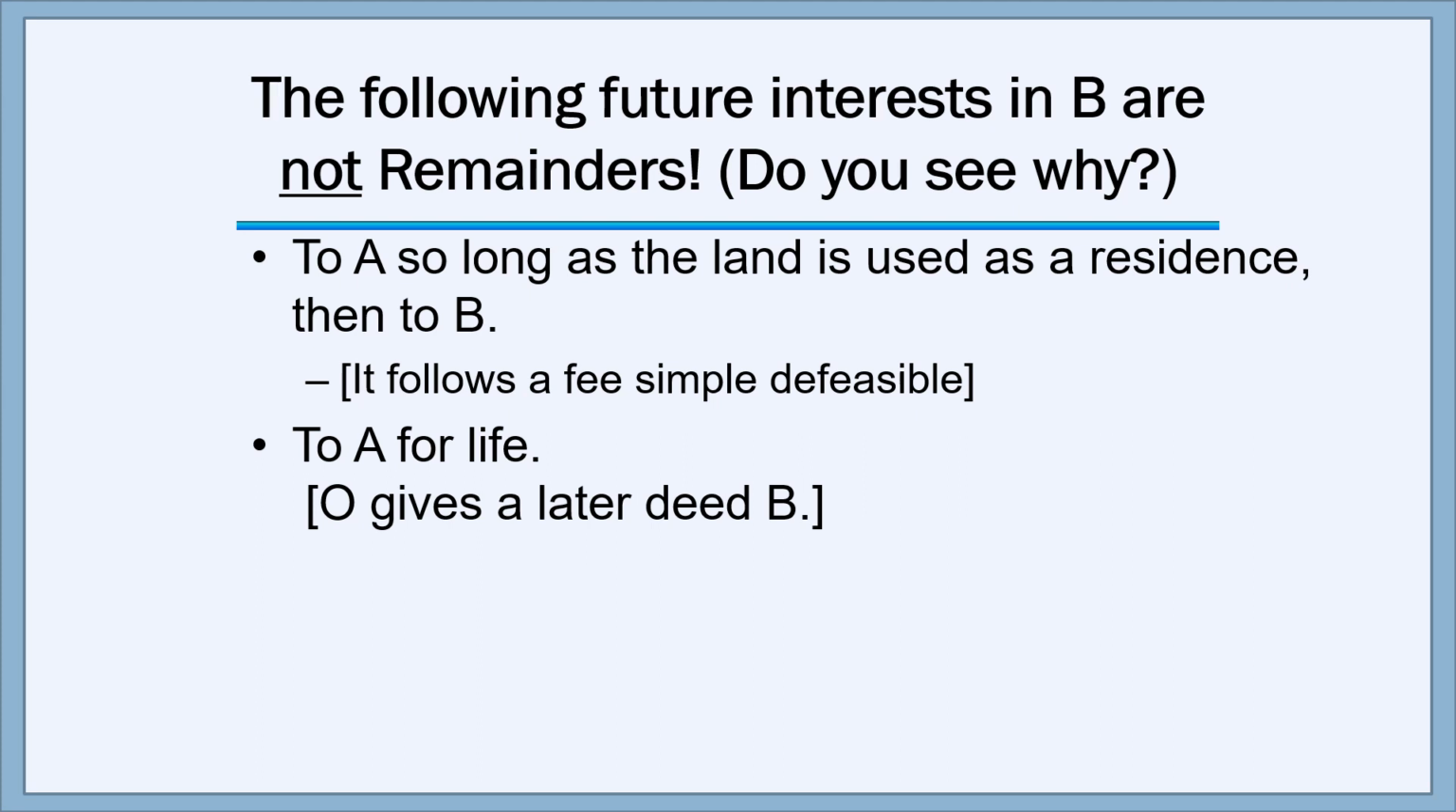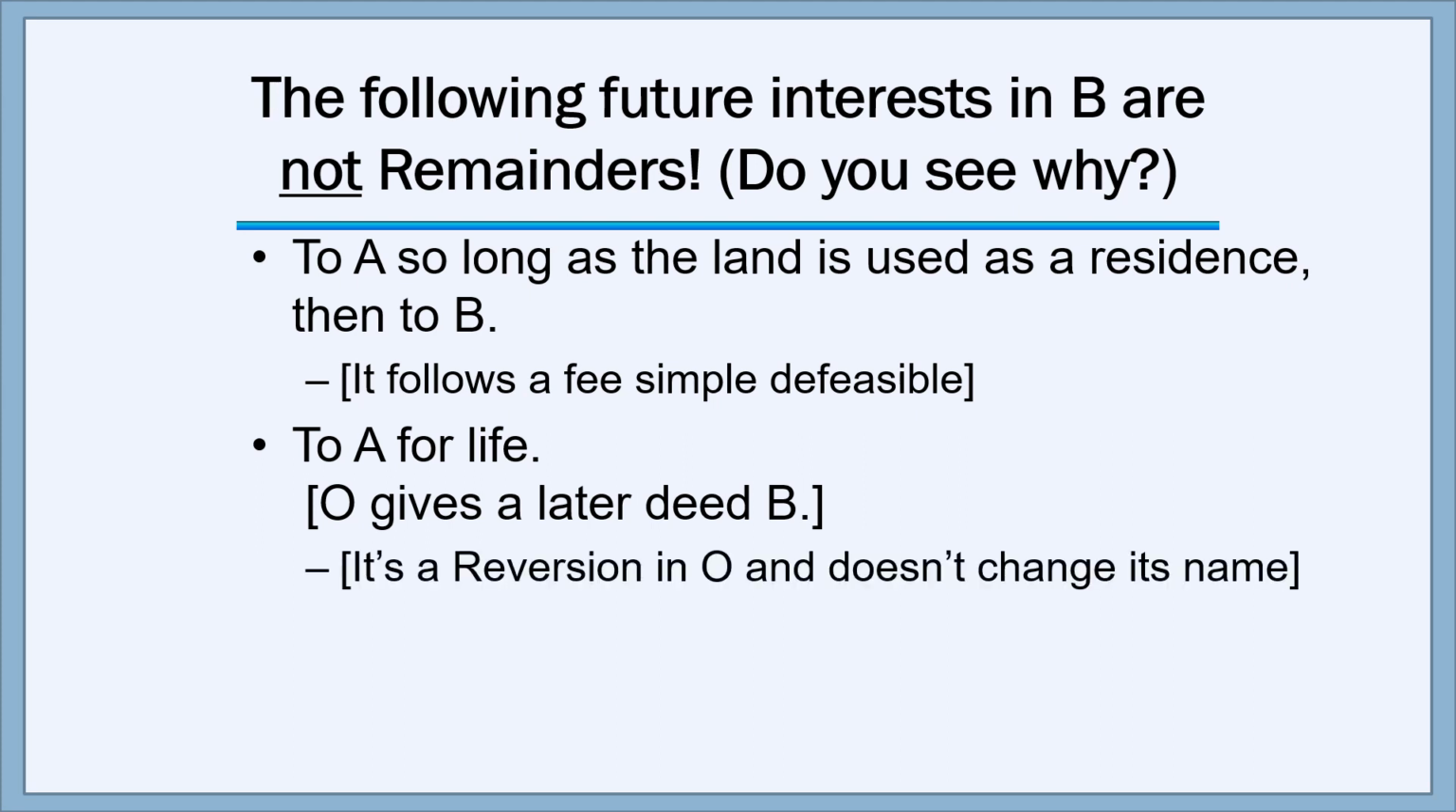Can O do that? Well, in general, most states today will allow the conveyance inter vivos of any kind of future interest. And so the reversion that O originally had is now being transferred to B by that deed. It doesn't change its name because it's being transferred, and now the reversion is in B rather than O. So it's not a remainder, it's a reversion.